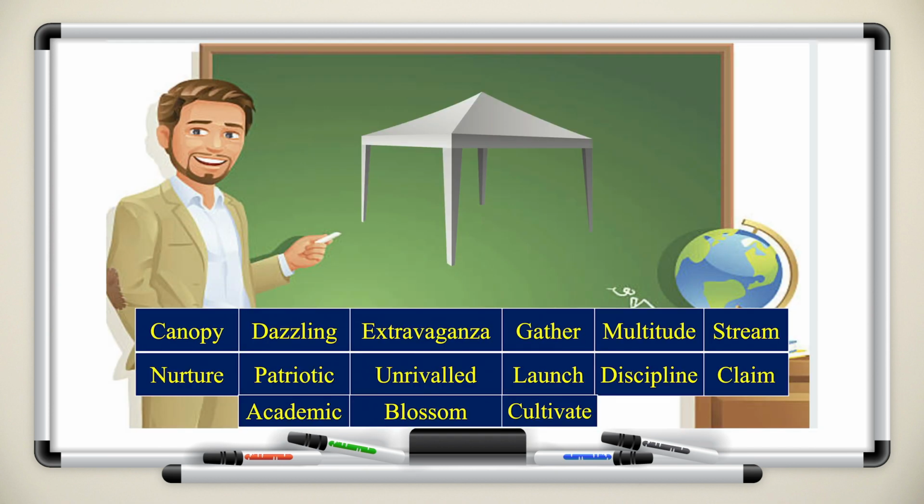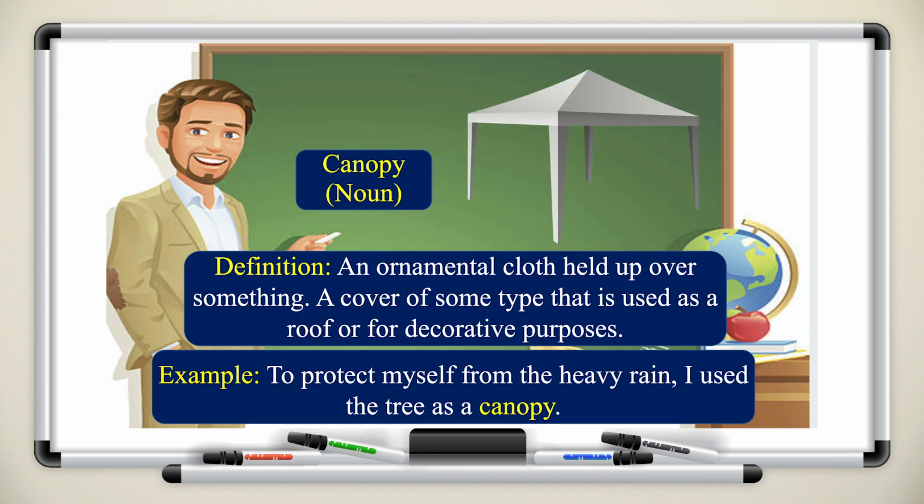Look at this picture and try to guess. This picture refers to which word? If your guess was canopy, then you are correct. Canopy is a noun. The definition of this word is an ornamental cloth held up over something, a cover of some type that is used as a roof or for decorative purposes. Here's an example. To protect myself from the heavy rain, I used the tree as a canopy.